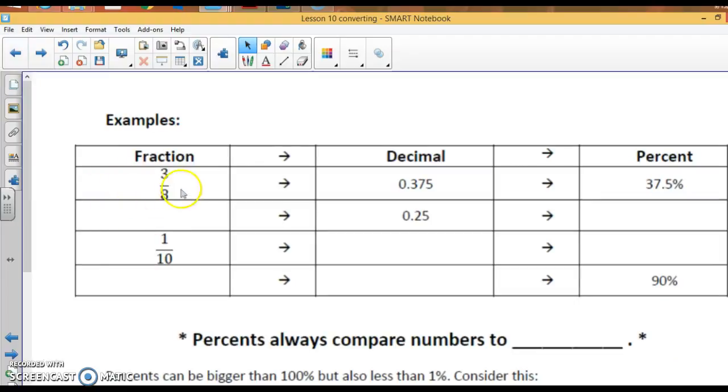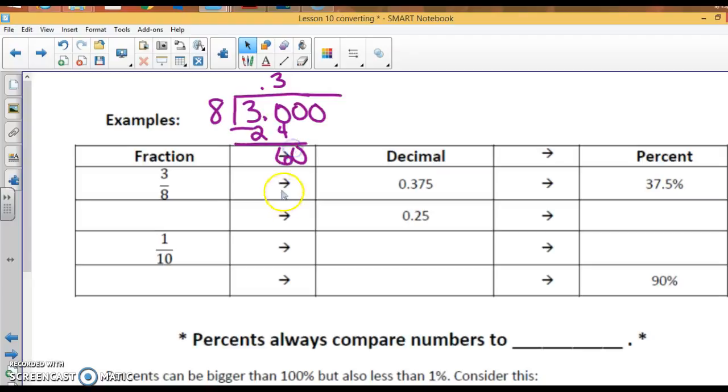This first problem, if I gave you 3/8 and I wanted you to change that to a decimal, either you know that it's 0.375 because it's a common fraction, or you can divide it. 3 divided by 8. The numerator, the one that's on top, always goes in the box. 8 goes into, you put your decimal point and add a bunch of zeros. 8 goes into 30 3 times. That's 24. I subtract, I get 6. I bring down a 0.